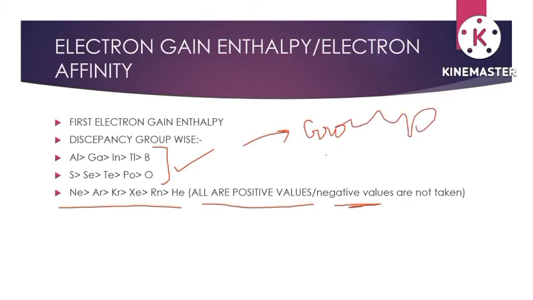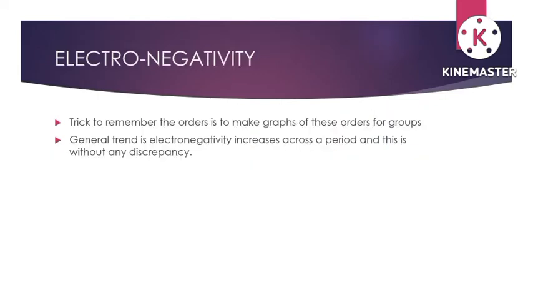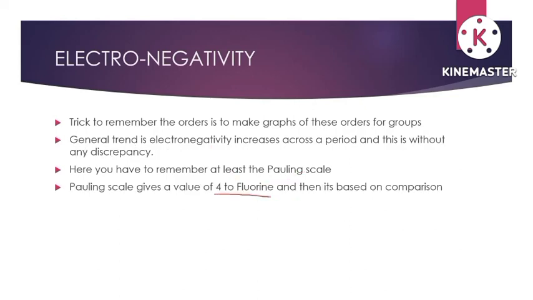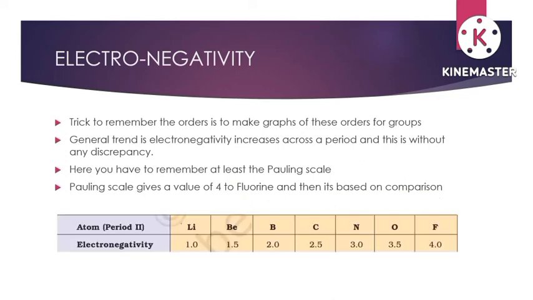Okay, next for electronegativity, here we have to make graphs of these orders. The general trend is that electronegativity increases across a period, and this is without any discrepancy. Here you have to remember at least the Pauling scale. The Pauling scale gives a value of 4 to fluorine, and then it is based on comparison. For example, here you can see lithium, beryllium, boron, carbon, nitrogen, oxygen, fluorine. So fluorine is 4, and we will decrease 0.5 for each: 3.5, 3, 2.5, 2, 1.5, and then 1.